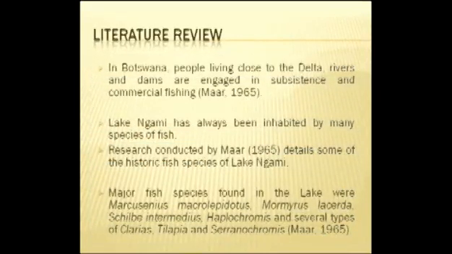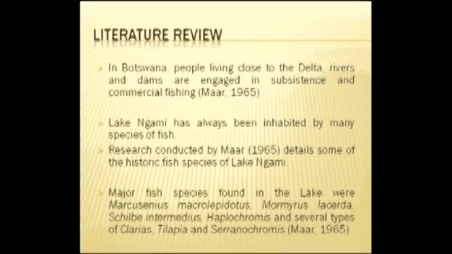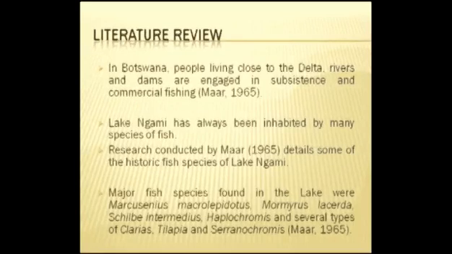Literature. In Botswana, people living close to the Delta River and dams are engaged in subsistence and commercial fishing. Lake Ngami has always been inhabited by many species of fish. Research conducted by Ma details some of the historical fish species of Lake Ngami. Major fish species found in the lake were Mucinus, Microlepia, and the rest. This is part of my literature review.